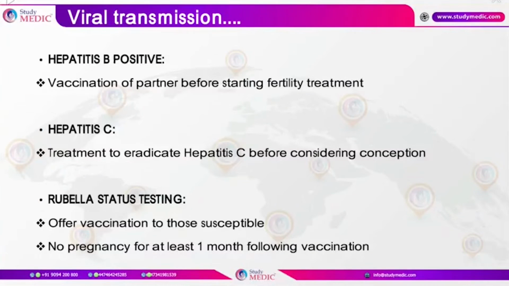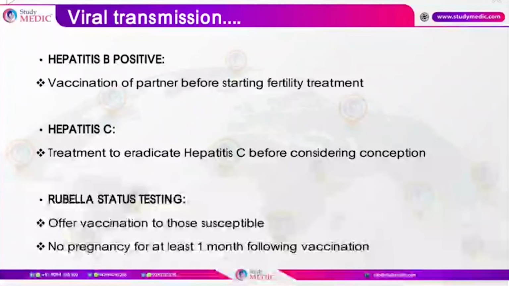Hepatitis C: give treatment to eradicate the hepatitis C before considering conception, because you understand the severe consequences of hepatitis C, turning into cirrhosis and lastly into chronic disorders. Talking about rubella testing, offer a vaccination to those who are susceptible to getting infected with rubella, and there should be no pregnancy for at least 1 month following the rubella vaccination.